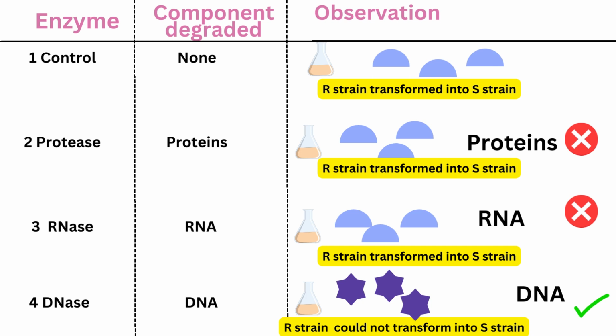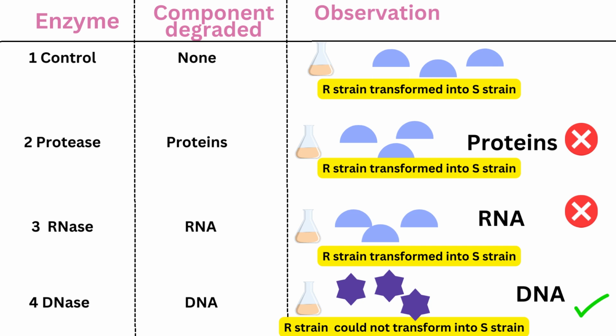As expected, the culture in the first tube, that is, the control tube, could transform the R bacteria into the pathogenic S type, and hence smooth colonies were seen on the culture dish. The R strain in the second tube that was incubated with cell extracts treated with proteases was also found to be transformed into the pathogenic S strain. This proved that the transforming principle is definitely not protein. Similar results were obtained in the case of cell extracts treated with RNases. The R bacteria was still able to transform into the S type.